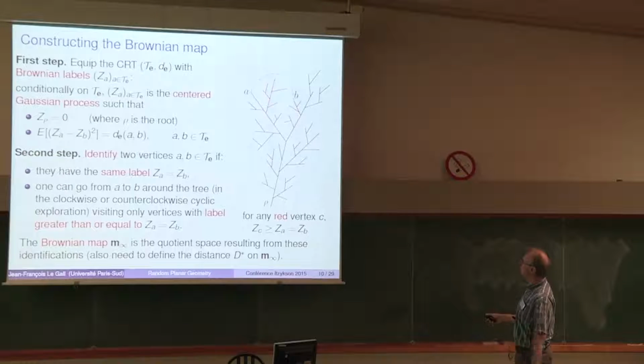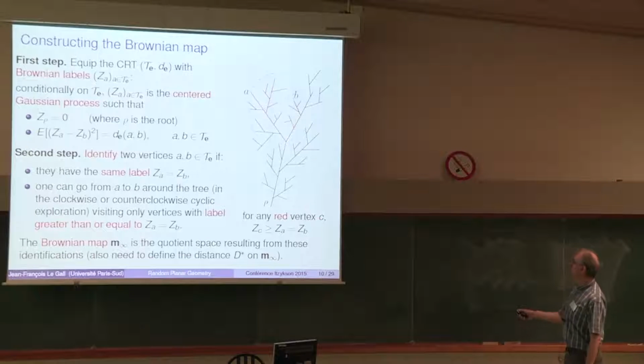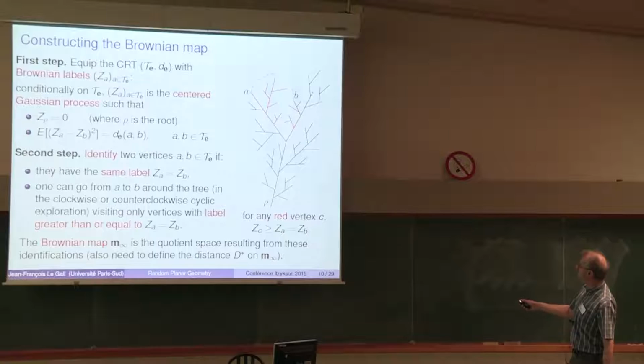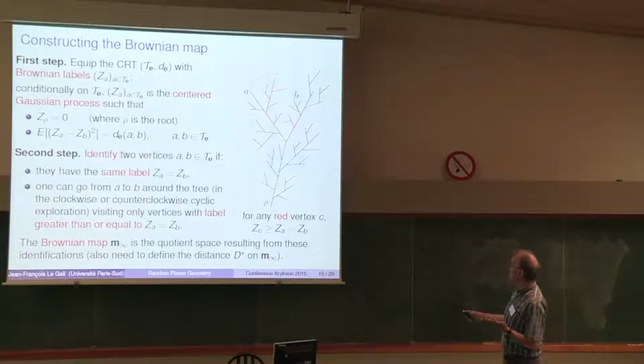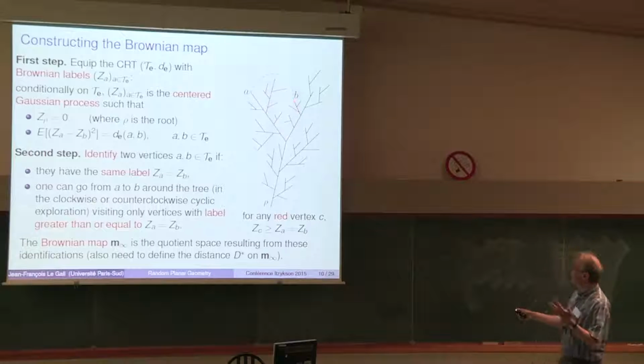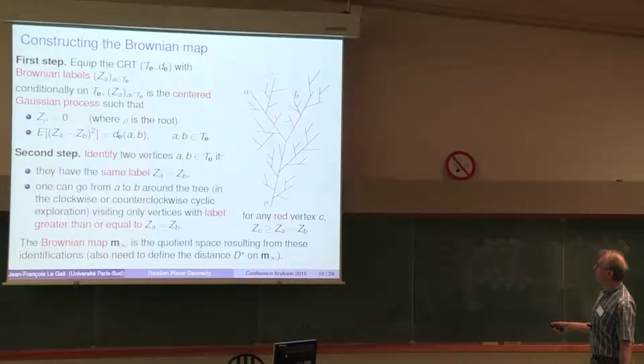I'm going to glue, if you want, A and B, if for any of the red vertices that are here, the label is at least equal to the label of A, which is equal to the label of B. If you have this property. Okay? So it's a very strong property. In fact, you do not identify many vertices.